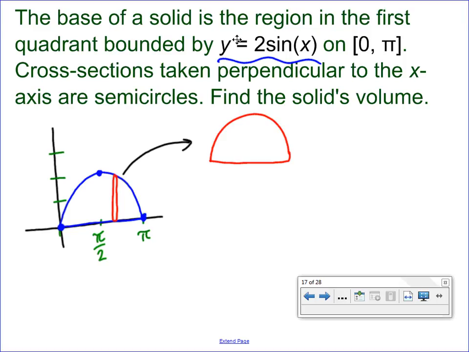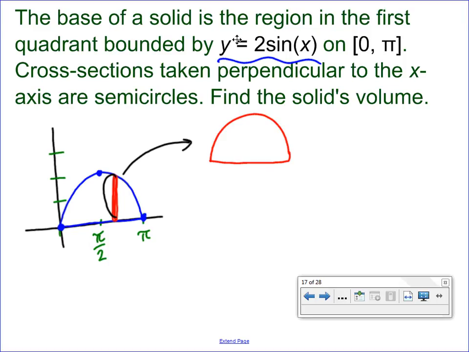So I need to write an area formula for my typical cross-section, rearrange that area formula as a function of x, and then integrate it across the range of possible slices. So how do I want to visualize this? Well, it could be coming out of the page as a semicircle. A semicircle coming out of the page. If I turn it to face, it would look like this.